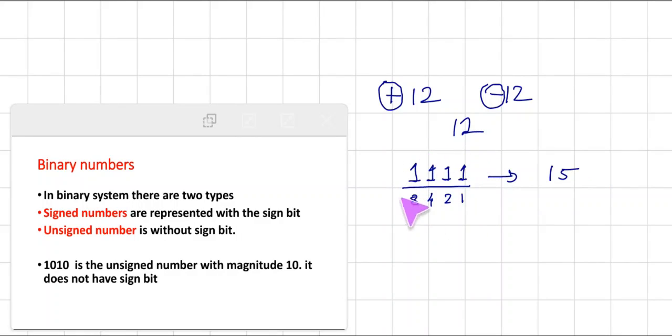But suppose I want to represent this number in signed form, then what to do? Remember that an unsigned number is without a sign bit. So here all 4 bits used in the number are part of the magnitude, and from this we can get the magnitude. So 1 1 1 1 is the unsigned number with magnitude 15.